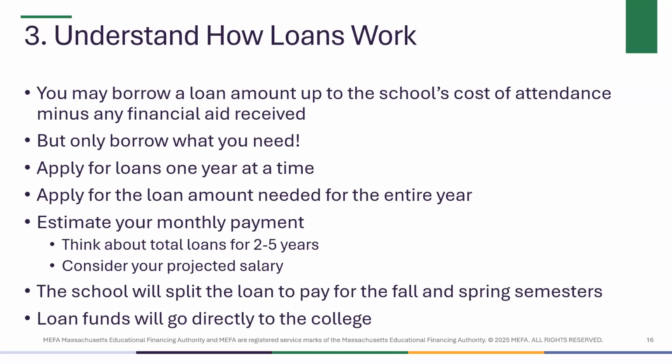So typically the school will split that loan into a 50-50 for the fall and spring semesters. And typically the loan funds will go directly to the college. If you do need any of those loan funds for unbilled expenses, such as off-campus housing or books, then you can get a refund from the college once the loan is applied to your account at the school and any unpaid expenses have been paid to the school.